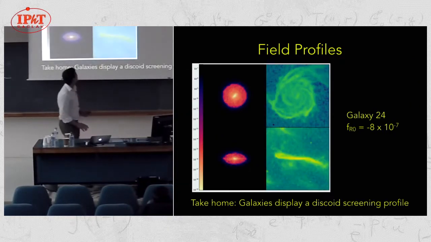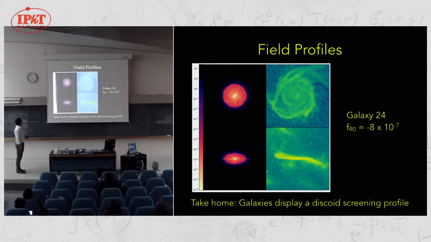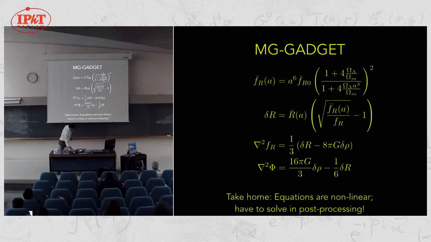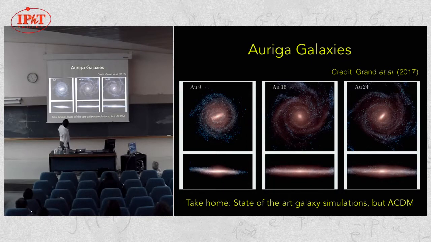So, without further ado, let's look at how the scalar field behaves in our simulations. I showed you those three galaxies earlier. I'm using the same numbers that the Auriga project has. So this is Galaxy 24, this is Galaxy 16, this is Galaxy 9, and they're all supposedly Milky Way-like galaxies.